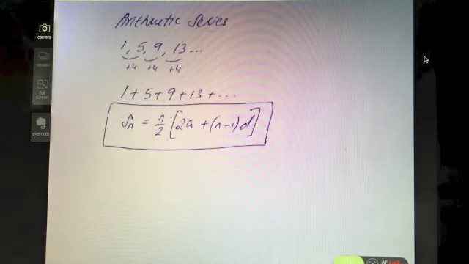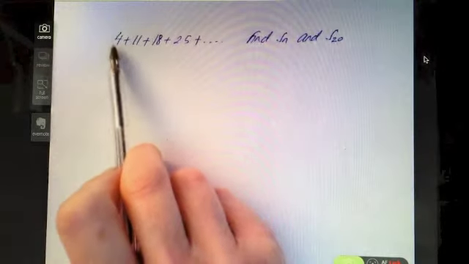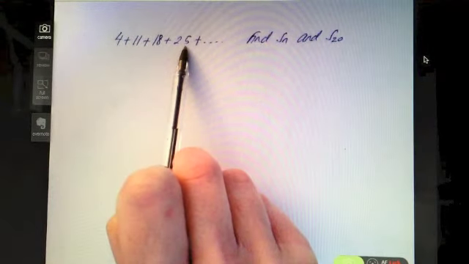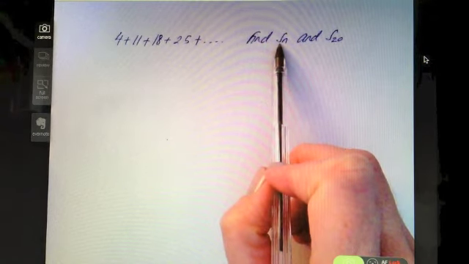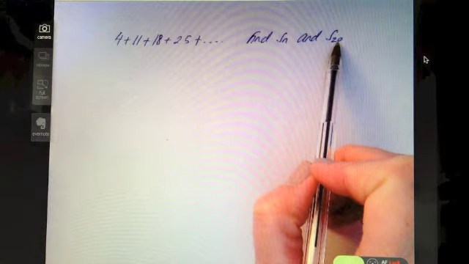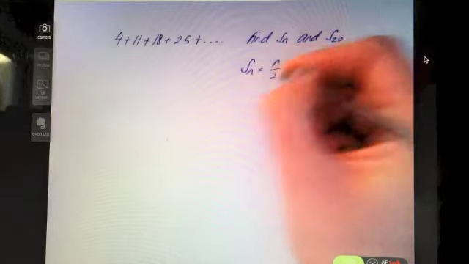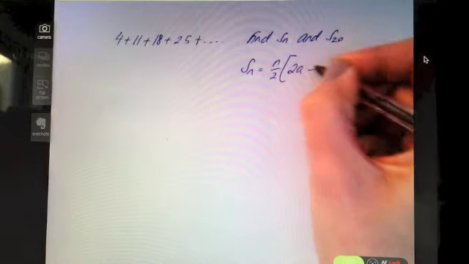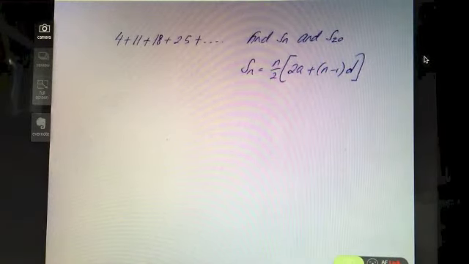All right, so let's try a question. Take a look at this question. We have the series 4 plus 11 plus 18 plus 25, and I want you to find two things: an expression for Sn and then S20, or the sum of the first 20 terms, which is another way they might ask this. The formula you have to work with here is your sum of a series formula. If you feel confident, pause the video and see how you get on with this.